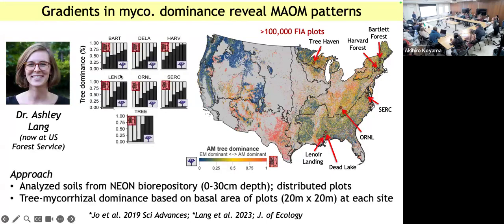These were in the NEON network, and she basically found 6 to 7 plots at each site, which were either AM dominated or ECM dominant. That's just the relative abundance of the trees based on basal area. So you can see that these little steps just indicate they're about evenly dominated by AM and ECM trees.